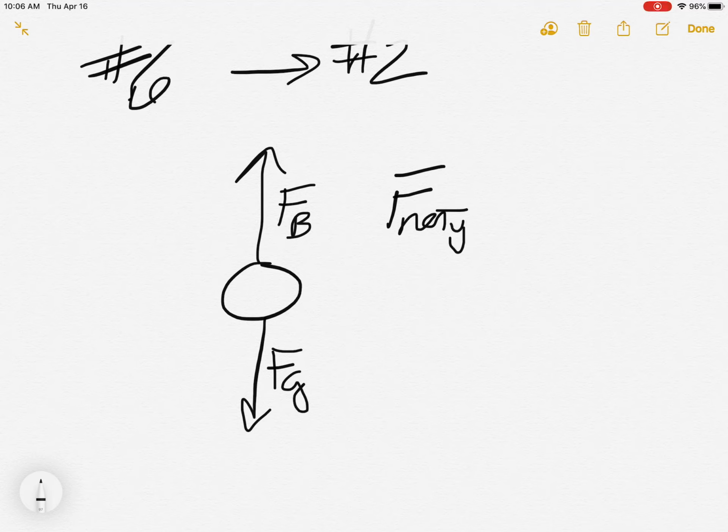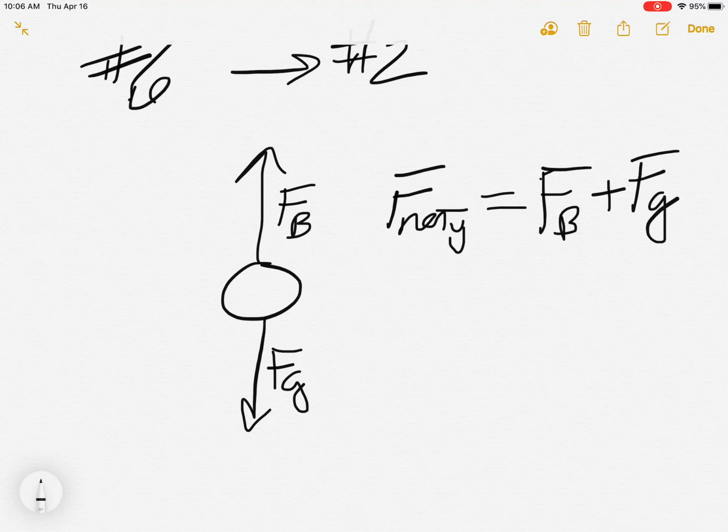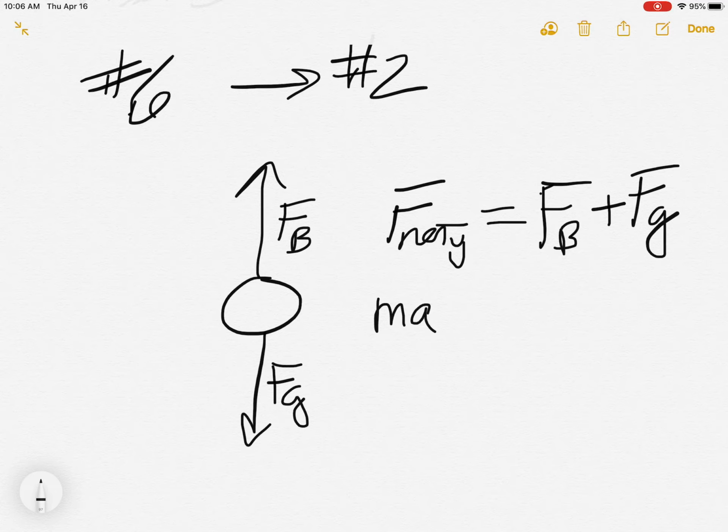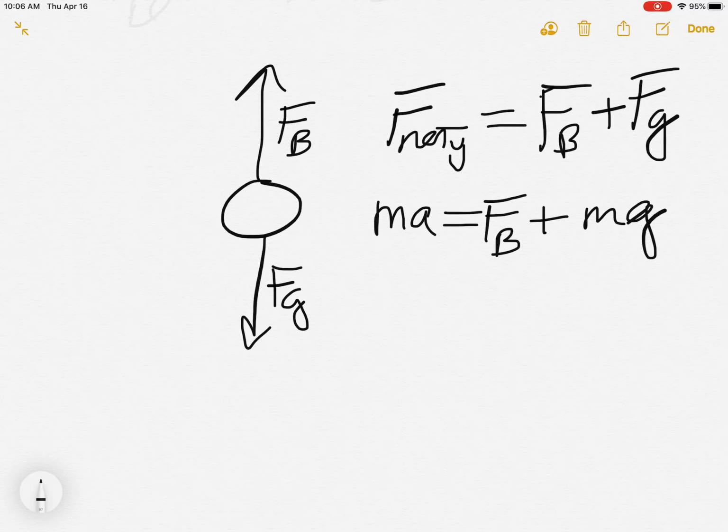And we had to do a quick F net here. This would be an F net Y because it's up and down. And we have FB and FG. Those are the two forces that are involved. MA is the net force. That doesn't change. The force of the balloon is what we're after. And then FG is going to turn into mg, right? And then we're going to put in some directions here.